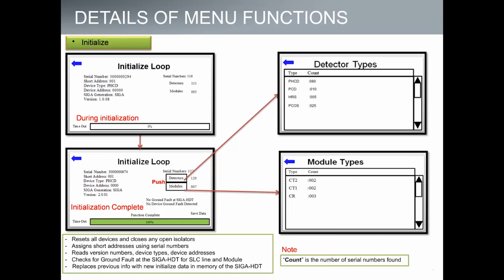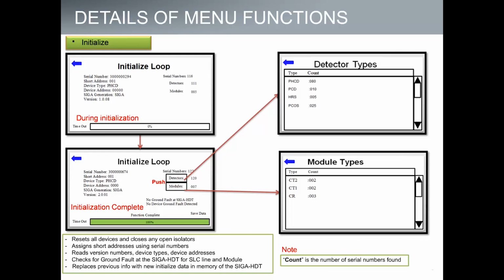Next, the SIGA-HDT sends a command to all devices to close their isolators and will attempt to find all devices again. The timeout bar shows when initialization is complete. The SIGA-HDT erases the existing data in its memory and saves the new device data to memory. If the save is successful, the saved data icon is displayed.